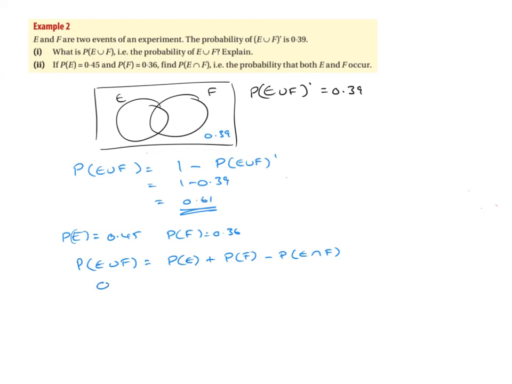So it's just a case now of putting the numbers in. So what we have is 0.61 is equal to 0.45 plus 0.36 minus the probability of E intersection F. You could call this X if you wanted to. It's up to you. Work it out. We get 0.61 is equal to 0.45 plus 0.36, which is 0.81, I think, minus the probability of E intersection F.